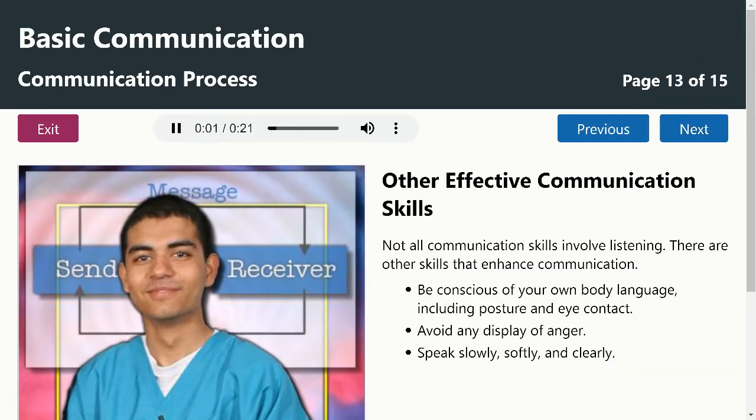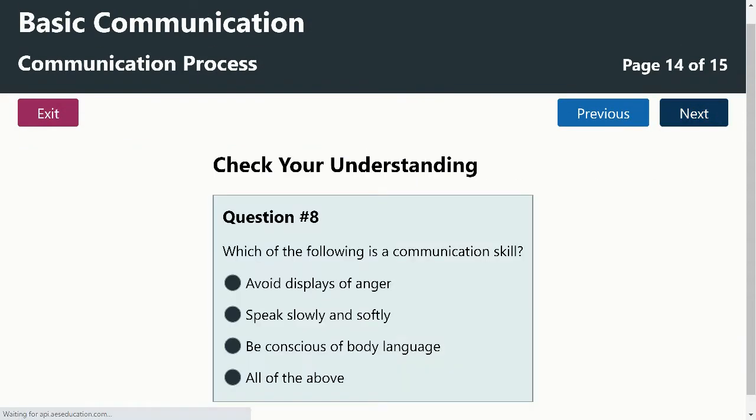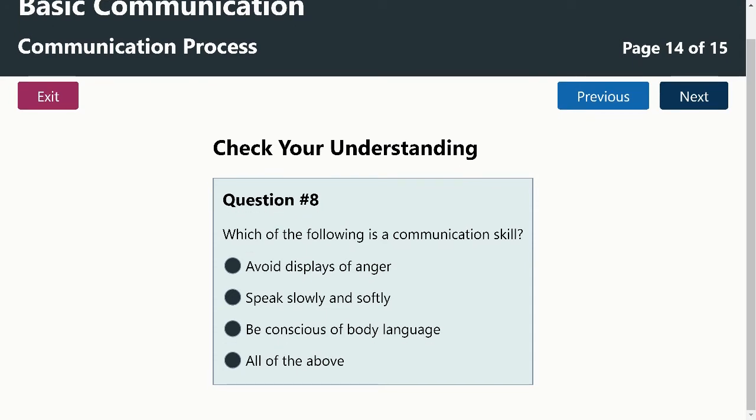Other effective communication. Alright, so not all communication skills involve listening. There are other skills that enhance communication. So you should be conscious of your own body language, including your posture and your eye contact. Avoid any display of anger. Speak slowly, softly, and clearly. Which of the following is a communication skill? All of them. So avoiding displays of anger, speaking slowly and softly, and being conscious of body language.